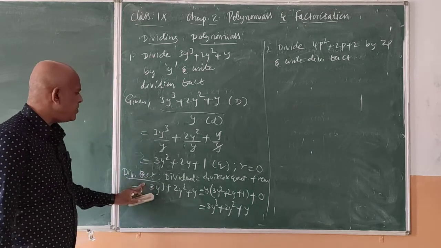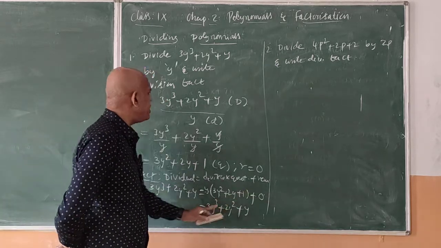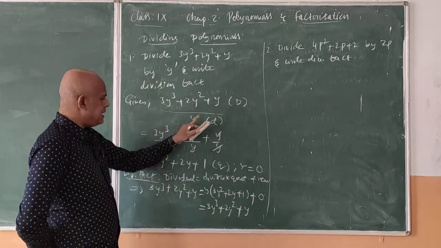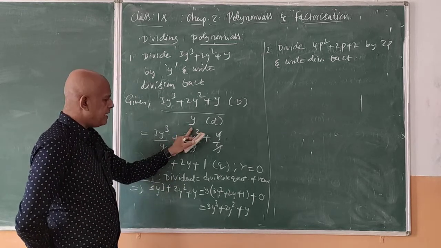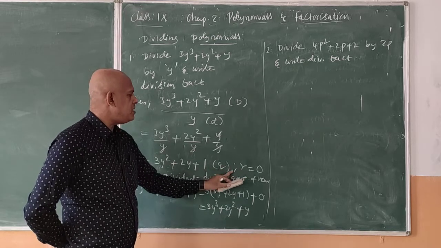Okay, division fact here. What is division fact again? Once again repeating here. Dividend is equal to divisor into quotient plus remainder. So when you learn what it is, that is dividend, and what we are dividing with, that is the divisor. Quotient is the answer, and the remainder is what is left over.